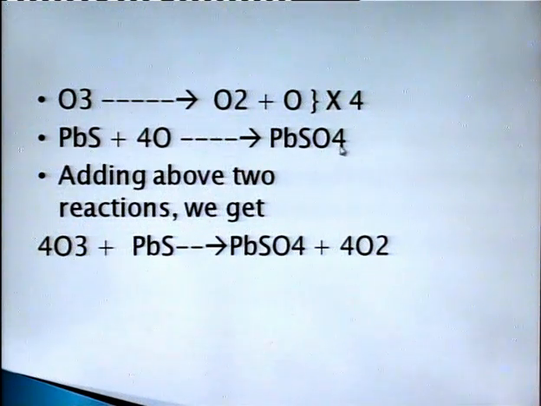4O3 plus PbS from the second partial equation, they are giving us PbSO4 again from second partial equation and 4O2 from first partial equation. Here O as well as O of equation 1 and of equation 2 have been cancelled because they were acting as intermediates. So this is also a balanced chemical equation, and we have balanced this equation by using partial equation method.